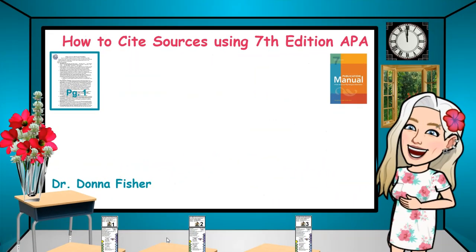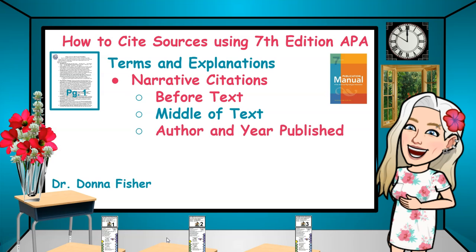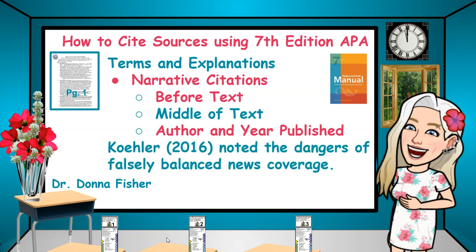How to cite sources using the 7th edition APA, continued. Acknowledging and attributing, so this is narrative citations: acknowledging and attributing information, ideas, or quotations borrowed from external sources before or in the middle of the acknowledged information. The author appears in the running text, and the date published appears in parentheses immediately after the author's name for a narrative citation. For example, Kohler (2016) noted the dangers of falsely balanced news coverage.